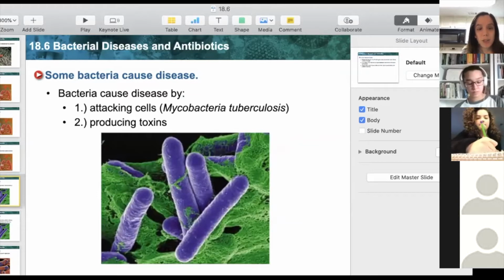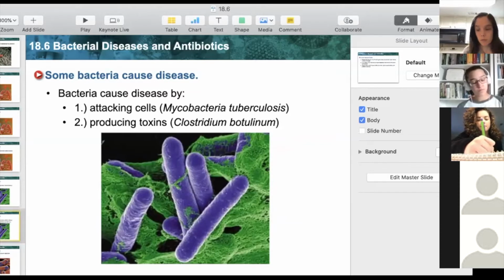The other way that bacteria can cause disease is by making toxins. The bacteria on here, shown in purple, Clostridium botulinum, makes a toxin that can be deadly for us. It's a neurotoxin, and so it causes the nerves not to function properly. So it can look like you're drunk if you have this infection. The toxin will interfere with your nerves working properly, which will cause you not to be able to walk straight.